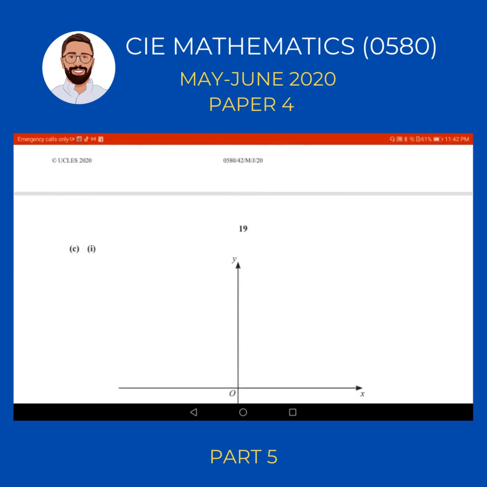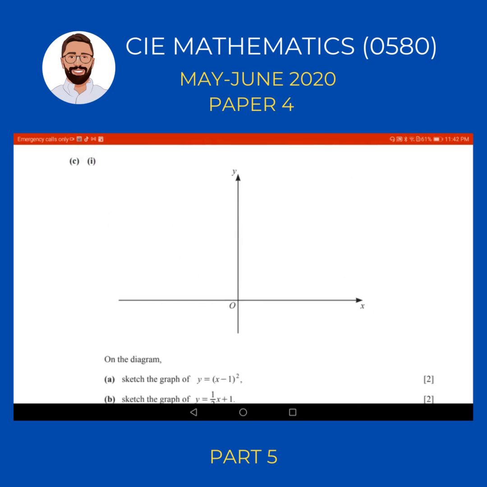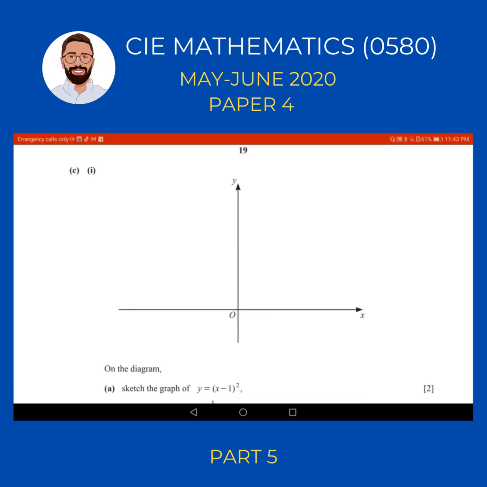Great. Now in part (c)(i), it says on the diagram, sketch the graph of y equals (x minus 1) all squared. So this is not a graphing question, this is a sketching question. So you don't have to get exact values of x and y and draw the graph, it's just a sketch. They want to see you being able to do a sketch, and the sketch is actually a correct representation of the graph. So it's only a sketch, so it doesn't have to be an accurate graph.